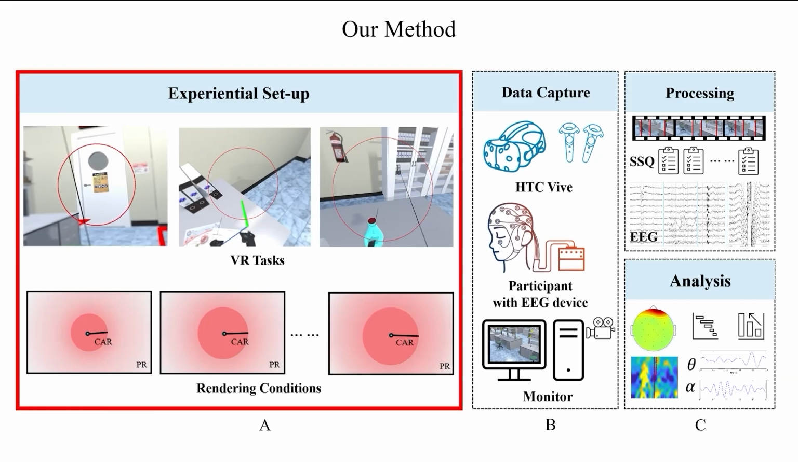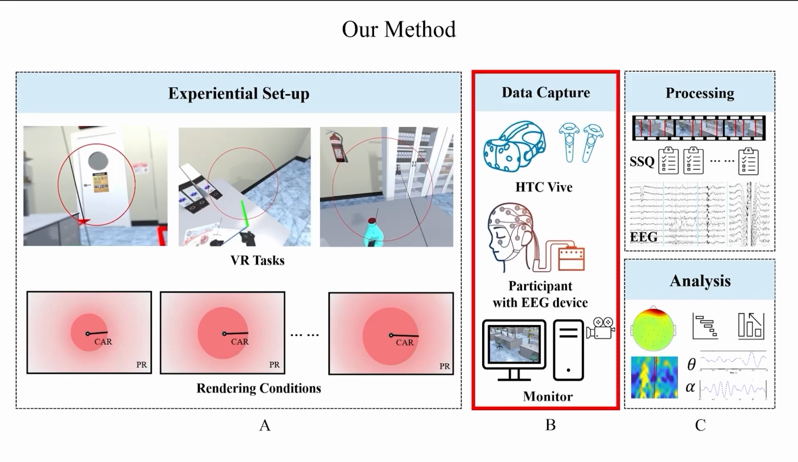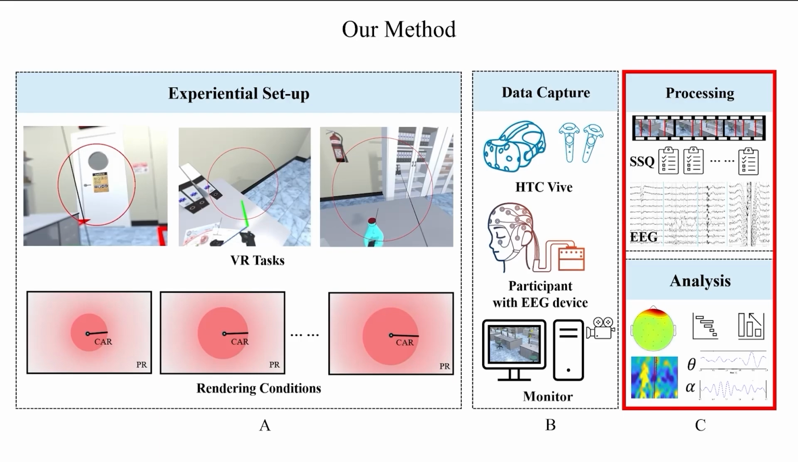A is the experimental setup, including the VR tasks and rendering conditions used in the experiment. B is the data capture part, showing the equipment and devices including HTC Vive, the EEG device, and the monitor for playback. C is the process of processing and analyzing subjective and objective measurements.